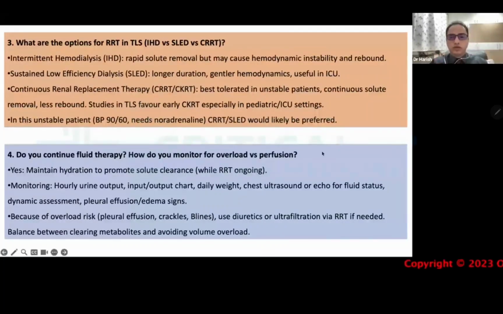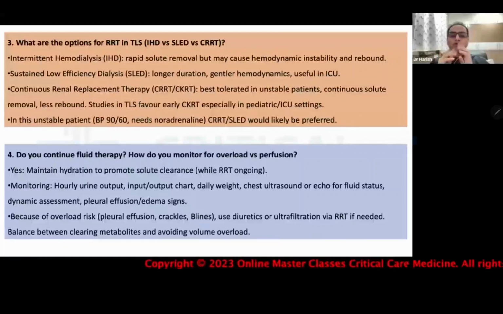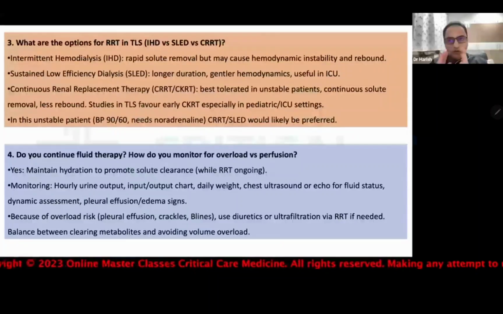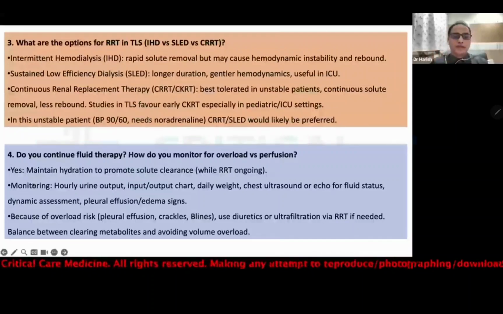So the next question again in this area, do you continue fluid therapy? How do you monitor for fluid overload versus perfusion? Meaning when you start the patient on RRT, whether you are going to stop the fluid or continue, the answer is yes. Maintain hydration to promote solute clearance while on the RRT. Monitor urine output hourly, input output chart, daily weight. Chest ultrasound, echo for fluid status. Use dynamic assessments like SVV, PPV, SPV.